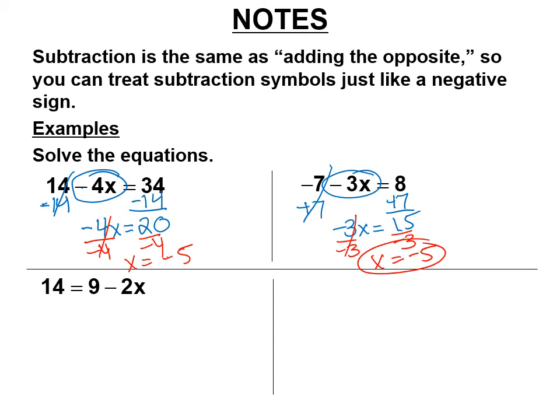Try it again. We're subtracting 9 because that's a positive 9. 14 minus 9 is 5. 5 equals negative 2x. This minus 2x turned into negative 2x.